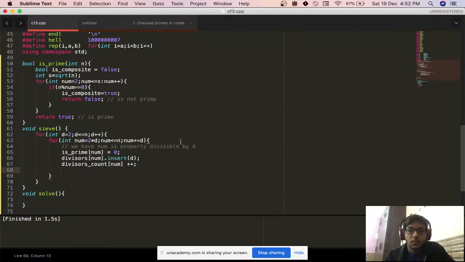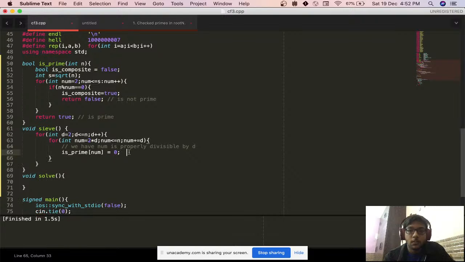There are plenty of variations. We were discussing prime, so let's hang on to that. We will discuss some problems of it in later sessions, so let's stick to prime only. So is prime of num equals 0? Sure, let's call it false. Why? Because num is properly divisible by d, not 1, not num. We know it can definitely not be prime.